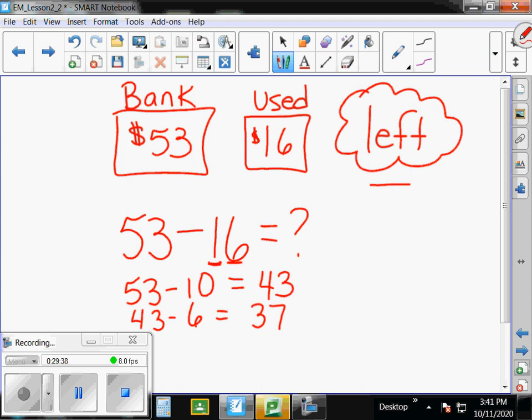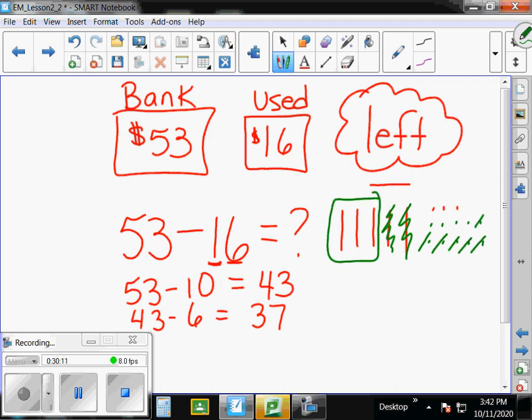Maybe I did base 10 blocks: 10, 20, 30, 40, 50, 1, 2, 3, and I need to subtract 16. So I'm going to subtract 1 ten and 6 ones. Well, I don't have 6 ones, so I'm going to borrow. Take this 10, 1, 2, 3, 4, 5, 6, 7, 8, 9, 10. Don't forget to exchange it for 10 ones, sorry. And now I can subtract my 6. So 1, 2, 3, 4, 5, 6. So let's see what I've got left. I've got 37. Okay, still the same answer.